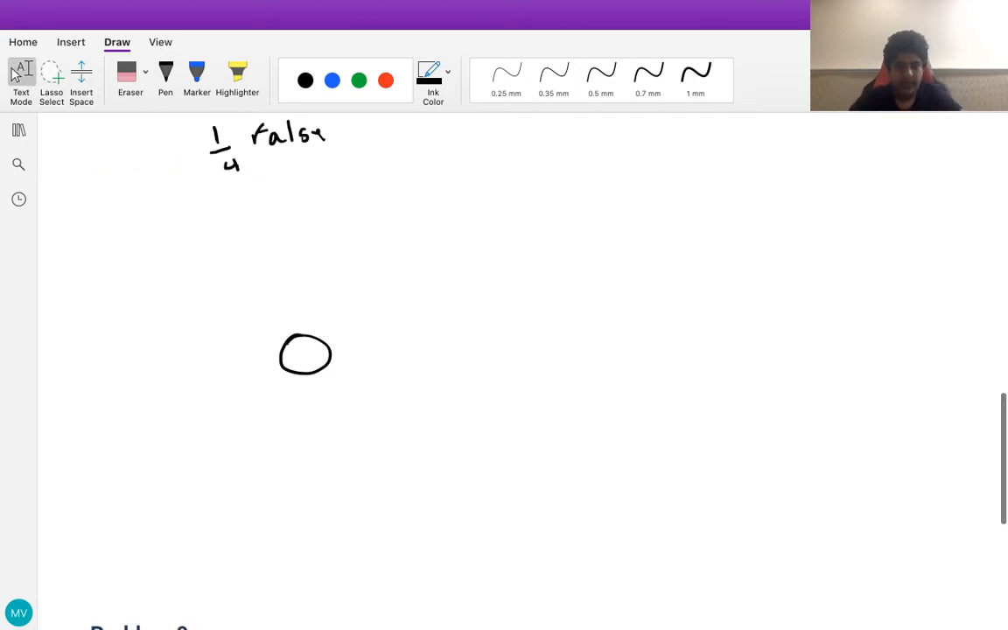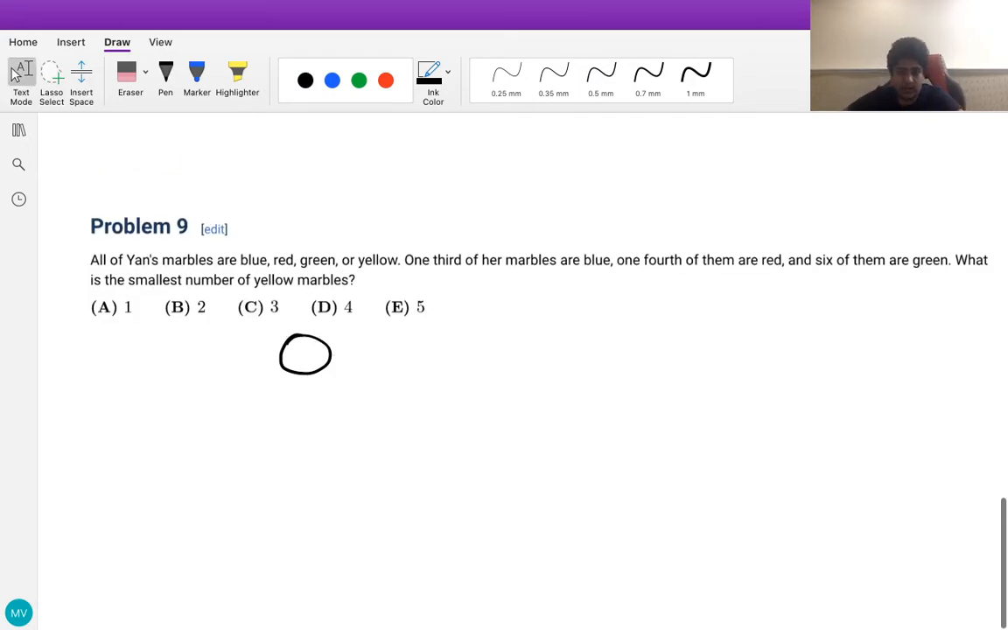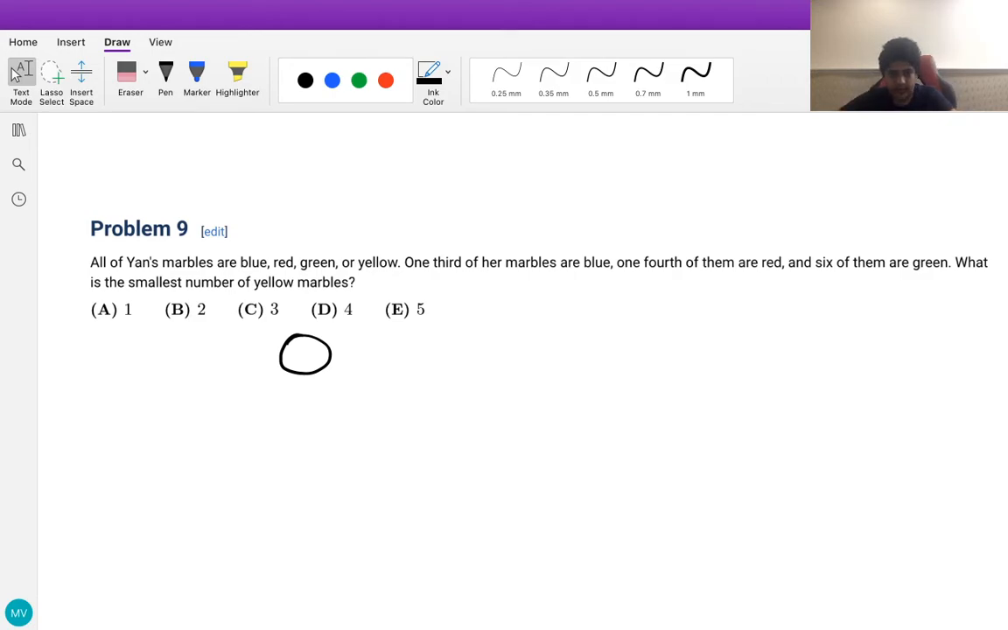Problem 9. All of Yan's marbles are blue, red, green, or yellow. 1/3 of her marbles are blue, 1/4 are red, and 6 are green. What is the smallest number of yellow marbles?